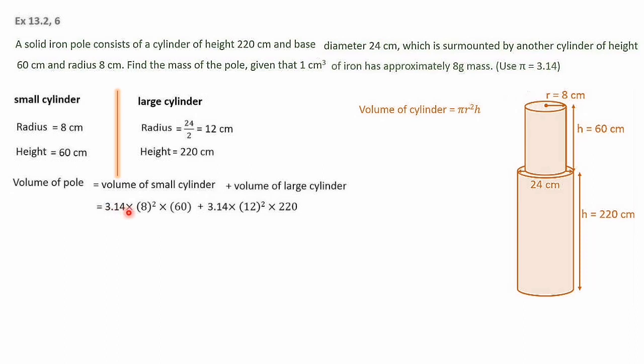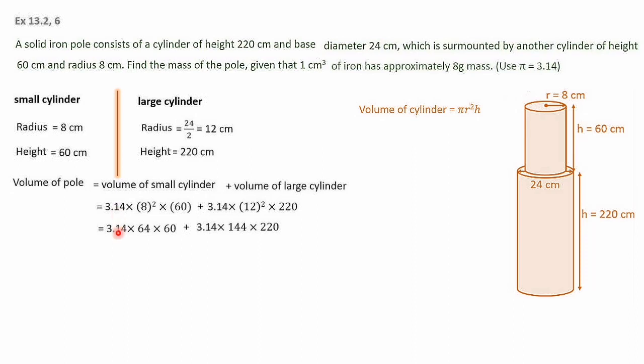So 3.14 into 8 square, radius is 8 square into height is 60, plus again the same formula, 3.14 into radius is 12, so 12 square into height is 220, so into 220. Here there is no other calculation available, no cancellation available, so just do the multiplication, that's all. While doing multiplication, try to write it in 2-3 different steps because it reduces the mistakes. When you do it all together in a single calculation, it creates a lot of confusion.